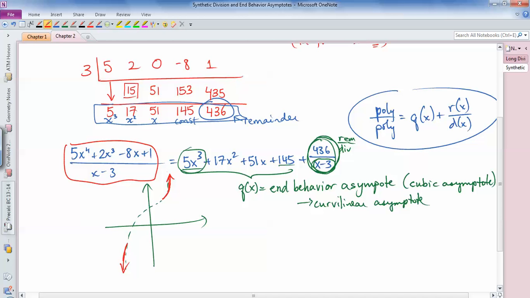You'd have to pick a good window for it, though. Notice the numbers are going to get pretty big pretty fast, so you'd have to probably zoom out pretty far on the y's. So, that's it. That's all I have.